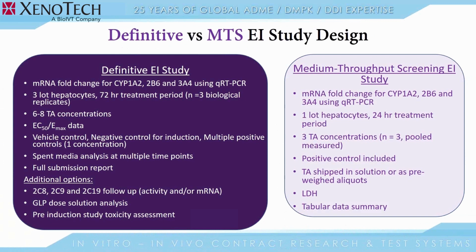Three lots of hepatocytes, so three individual donors, are looked at over a 72-hour treatment period, and these are done in true triplicate biological replicates. 6 to 8 TA concentrations are used. That way, if any induction is observed, an EC50 or Emax can be calculated. The study design includes a vehicle control, a negative control for induction, and multiple positive controls for each CYP enzyme, and the multiple positive controls are done at 1 concentration.